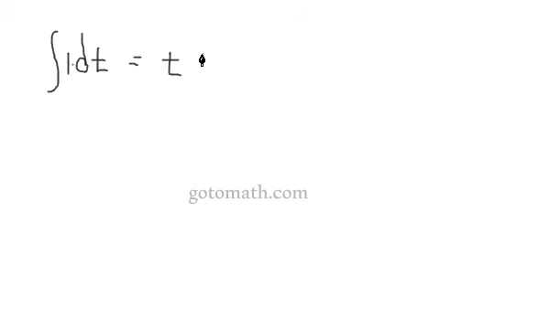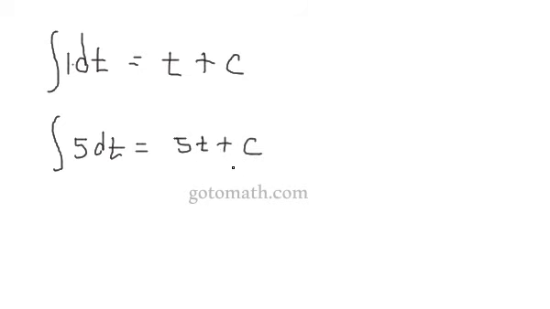It's just t plus c. Now remember, you can take the derivative of this and you should get back 1. All right, what about the integral of 5 dt? This just ends up being 5t plus c. Right, so we can take the derivative of this and get back 5.